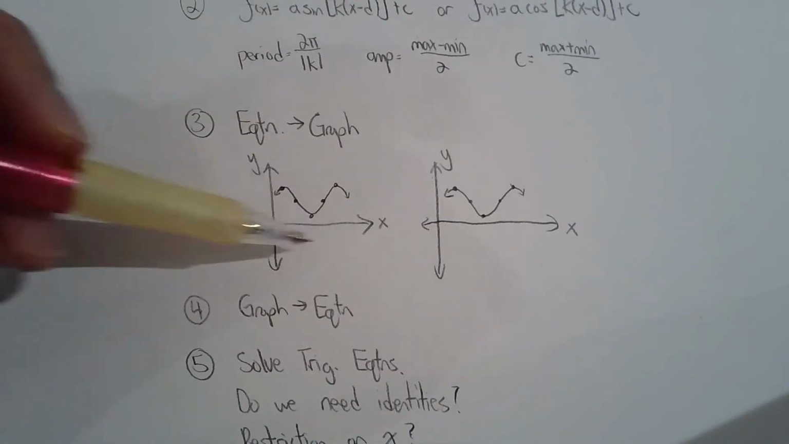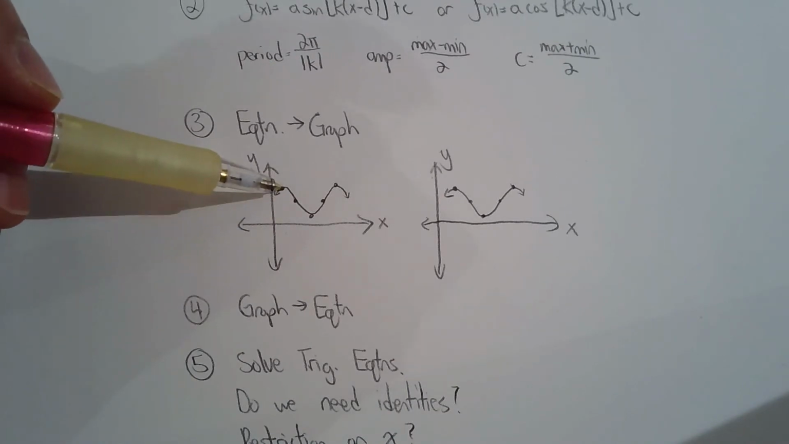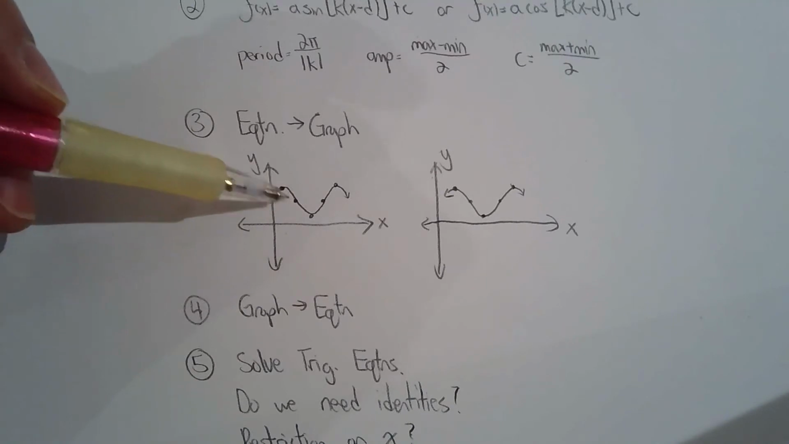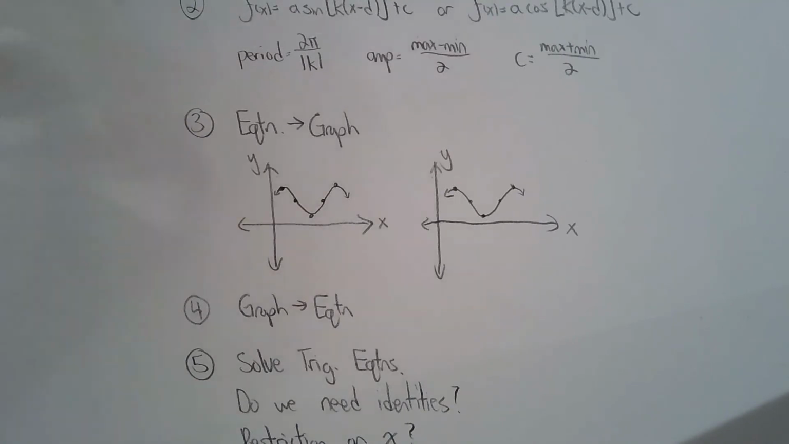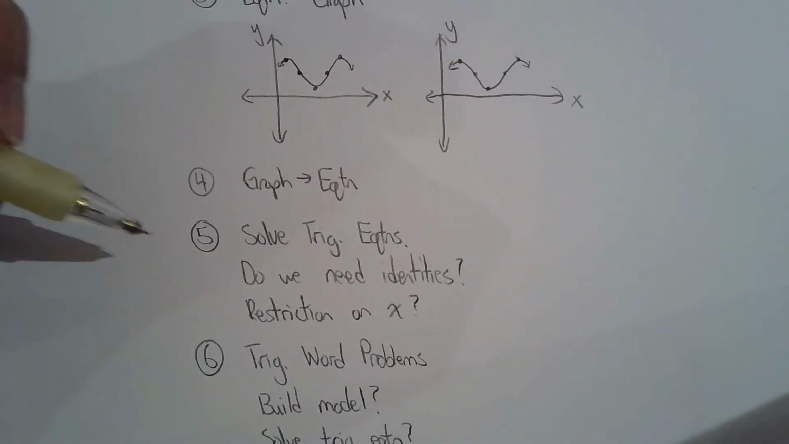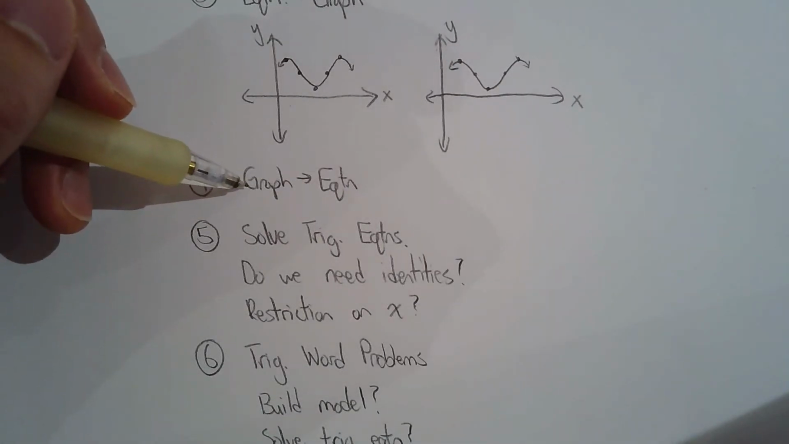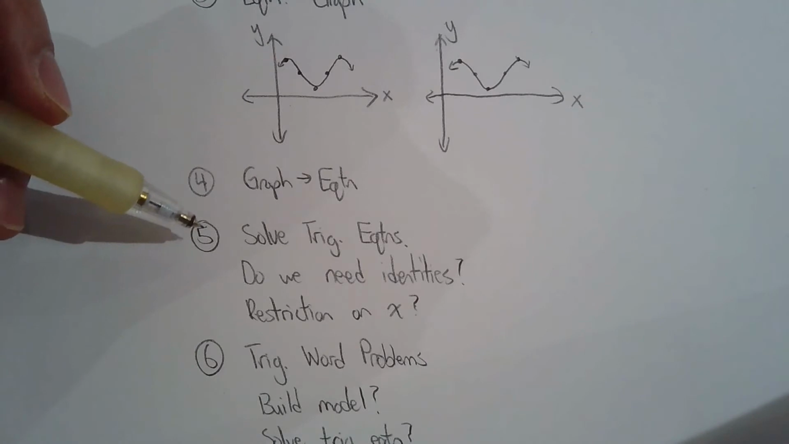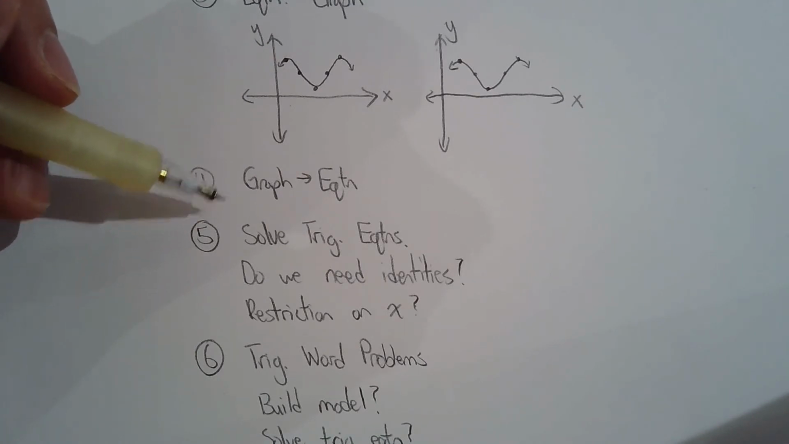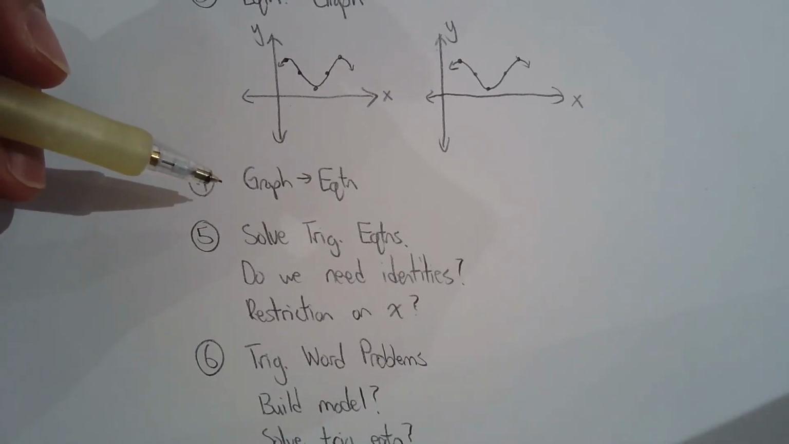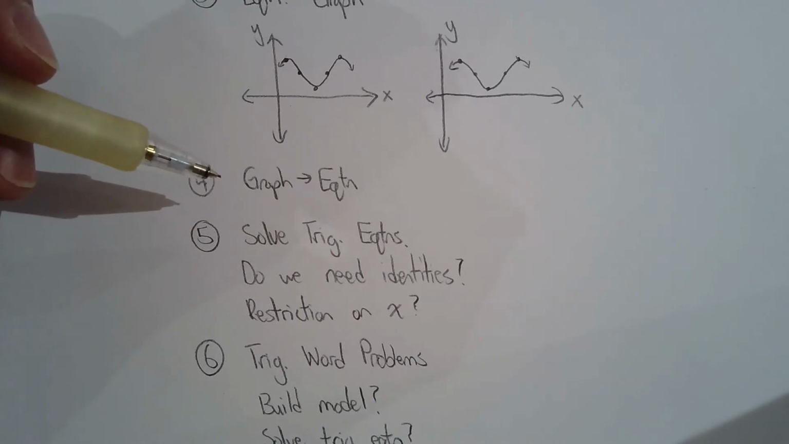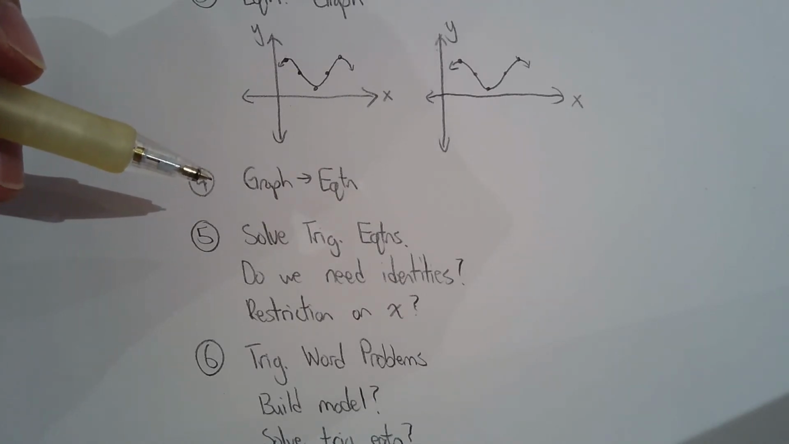I still prefer the quarter period because I really like to stress the fact that the horizontal distance between adjacent key points is a quarter period. Anyways, the next big thing was graph to equation. So I give you the graph, you give me the equation. You have to be able to extract the amplitude, equation of the axis, horizontal shift, and the k value.